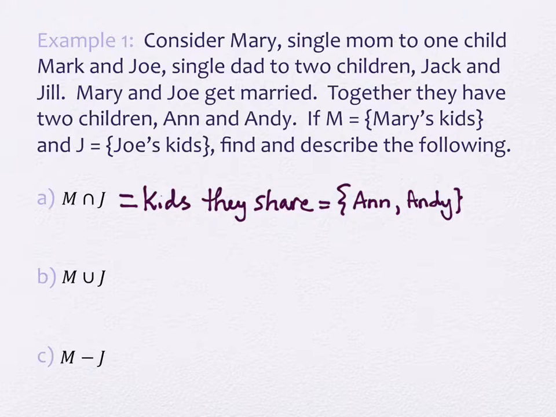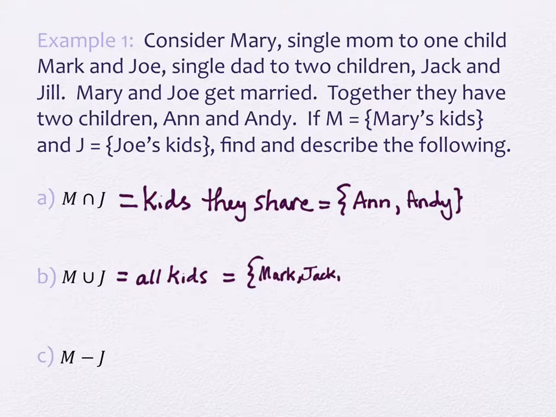What would M union J be? All of them. We get everybody. Let me say all kids. Okay, so the union is like the family picture, right? Everybody gets to be in the family picture. That's what a union is. So we've got, who did we start with? Mark? No. Yes, Mark. That was Mary's son. And then we had Jack and Jill, which were Joe's kids that he brought into the marriage. And then we have Ann and Andy born afterwards.